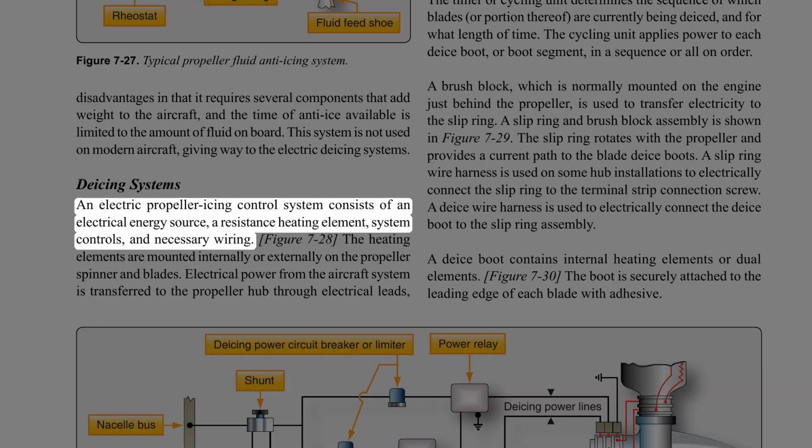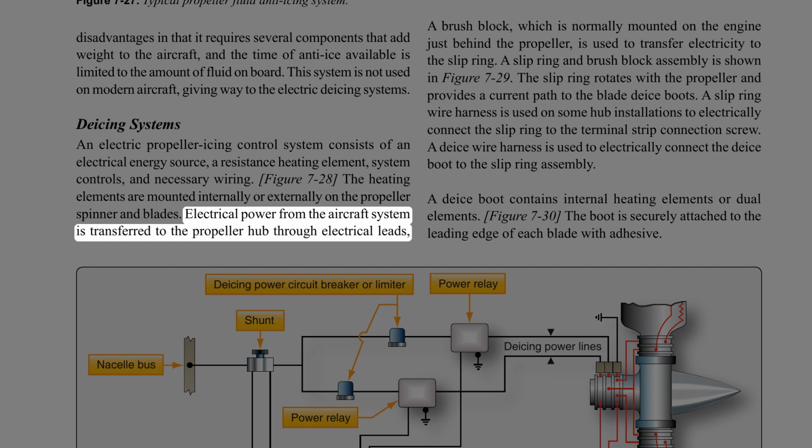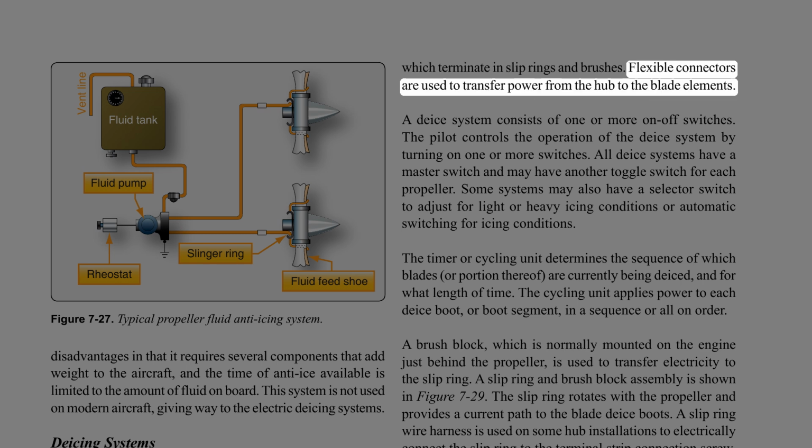Deicing systems. An electric propeller icing control system consists of an electrical energy source, a resistance heating element, system controls, and necessary wiring. The heating elements are mounted internally or externally on the propeller spinner and blades. Electrical power from the aircraft system is transferred to the propeller hub through electrical leads, which terminate in slip rings and brushes. Flexible connectors are used to transfer power from the hub to the blade elements.